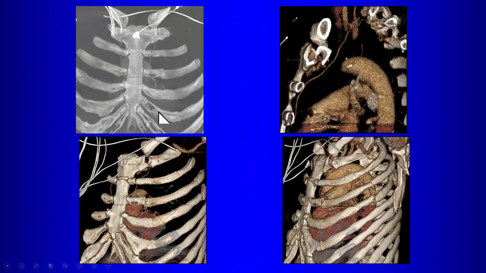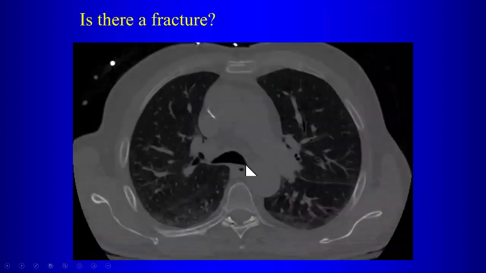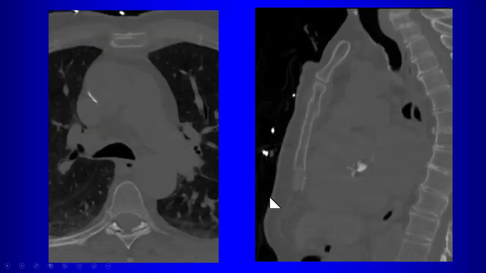And again, let's see all the injuries to the ribs and everything else. Reformatted images here. Is there a fracture on this image? Where's the fracture? Yeah, sure. And the sternum looks irregular. Okay. So sternal fractures are very, very easy to miss on your axial images. It's very easy to miss sternal fractures.